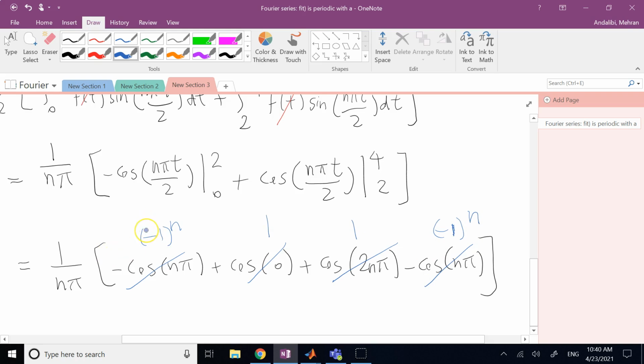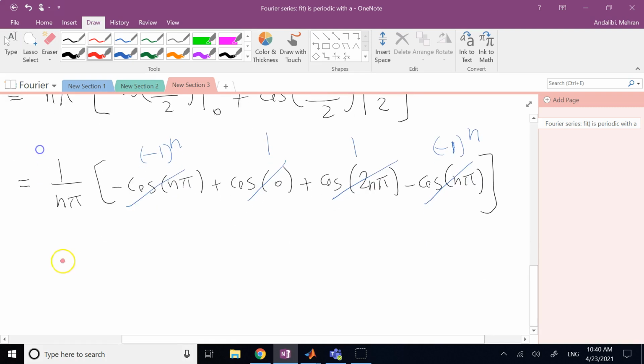Okay, so this is 2 minus 2 times that, and the 2 can be factored out. So it is going to be 2 over n pi times 1 minus -1 to the n. And that's all it is, which, even if you want to simplify it in terms of n, when n is an even number, it is going to be 0. When n is an odd number, it is going to be 2.